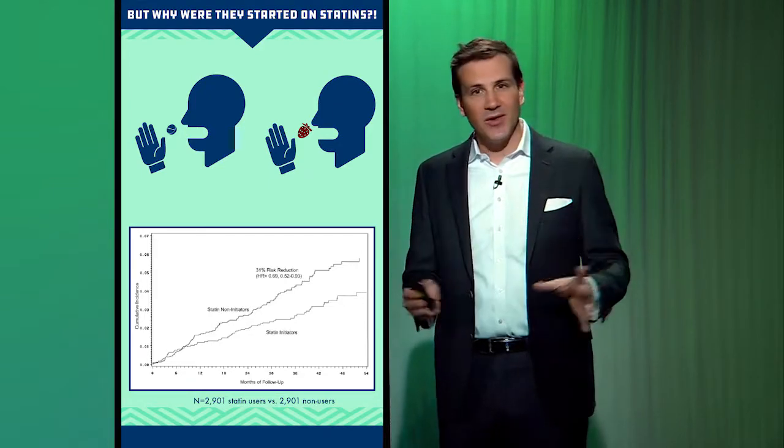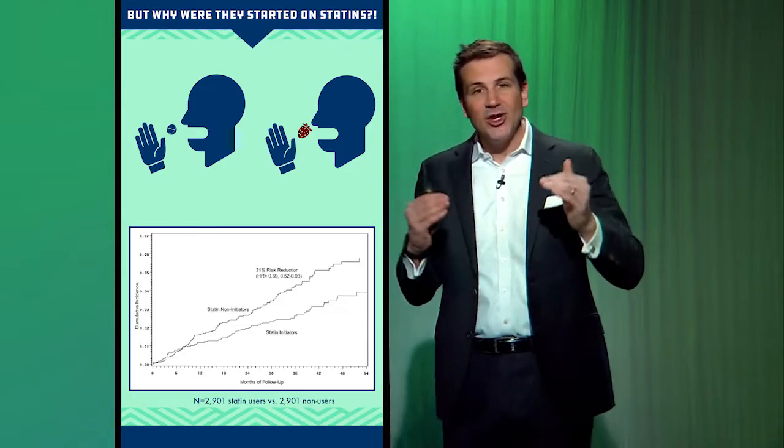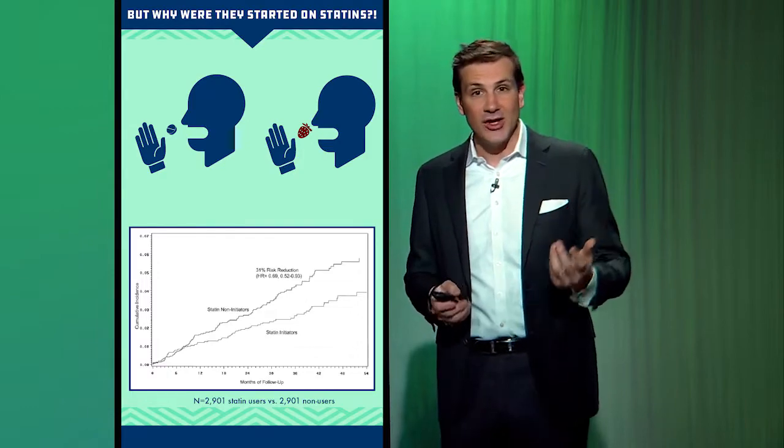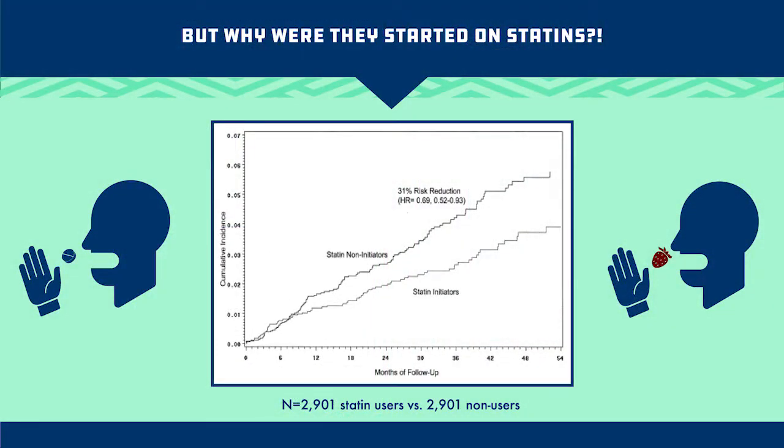So by accounting for all that confounding by indication, by matching people together, they found that taking the cholesterol medication actually reduces the risk of heart attack by about 30%. Now, if you look at the numbers down here at the bottom, you see that we went from 4,000 users and non-users to 2,900 users and non-users. What happened there? Well, there were some people that couldn't be matched. Even with propensity scores, you can't always match.